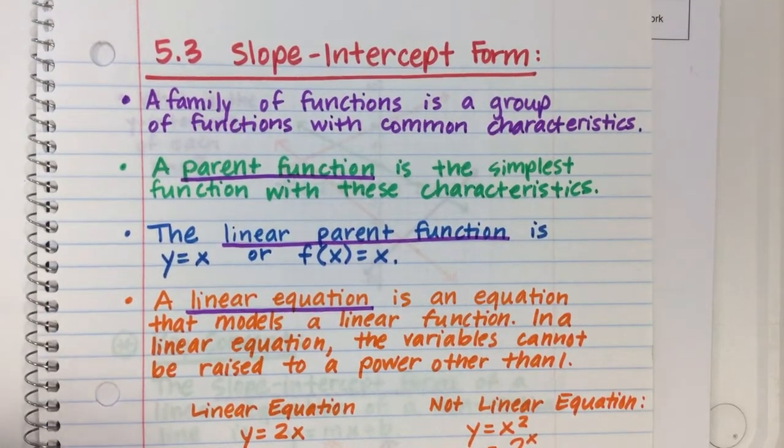All right, lesson 5.3 is slope-intercept form. And here we have a lot of notes and a lot of things you're going to need to copy down and a lot of things you're going to need to study.